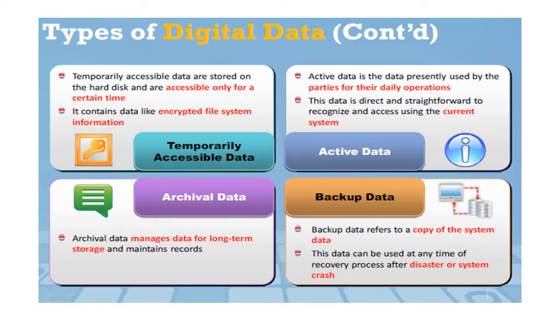On types of digital data, we also have what we call temporarily accessible data. So temporarily accessible data are stored on the hard disk and are accessible only for a certain time. And temporarily accessible data contains data like encrypted file system information.